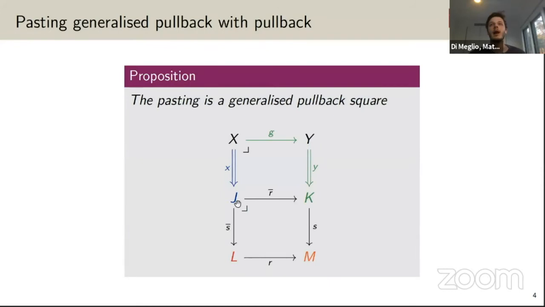So here I have a pullback square in the category of co-commutative comonoids. And then I have one of these generalized pullback squares that I defined on the previous slide. And the proposition says that the pasting of this, so there's a sense in which this generalized pullback square has a pasting with that square, and the proposition says that the pasting is one of these generalized pullback squares.